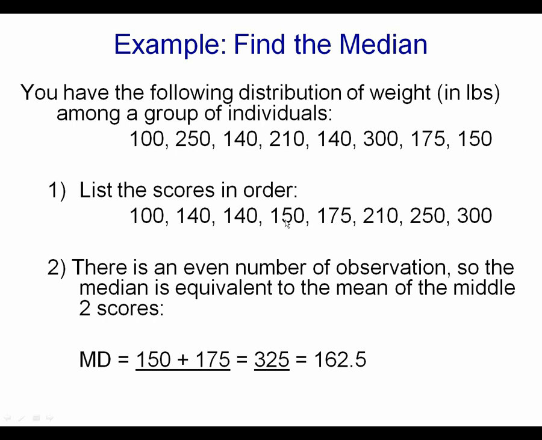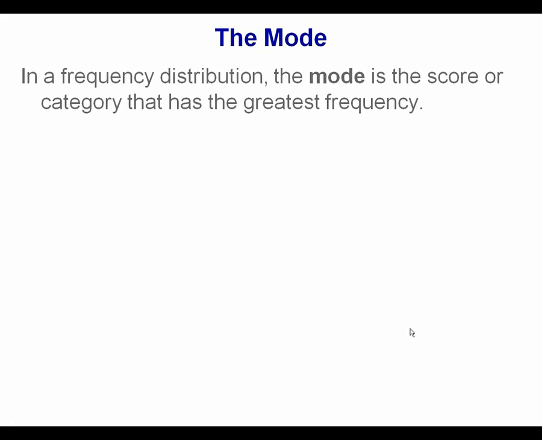Okay, so the middle 2 scores are going to be 150 and 175. We add them up. 150 and 175 equals 325. We divide that by 2, because there's 2 observations, 150 and 175, and we come up with a median of 162.5.